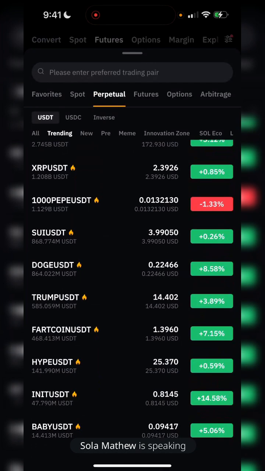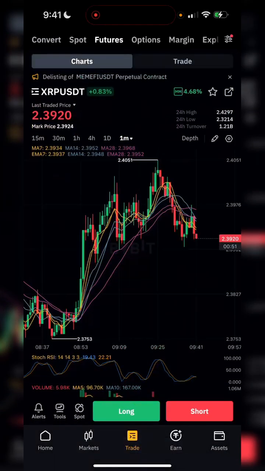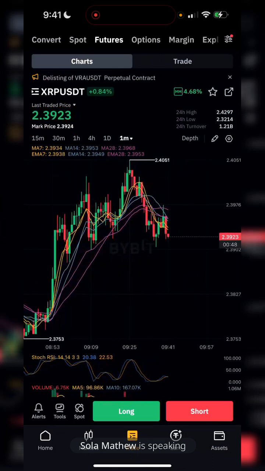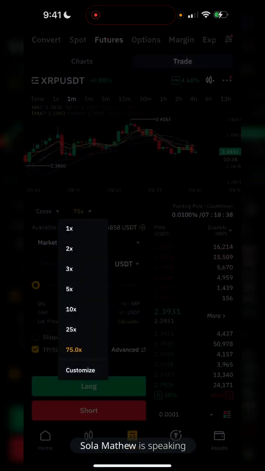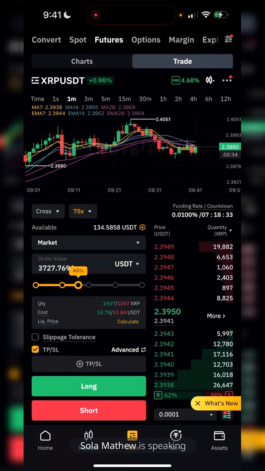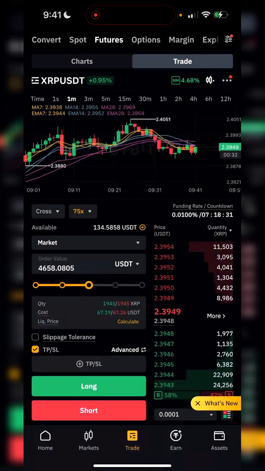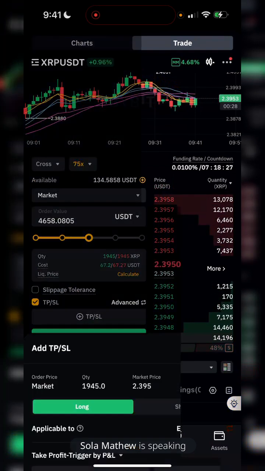XRP. Let's use another coin. Let's use this. If I look at this one in 1 minute, it's still in an uptrend as well. But you see, let's long this and see what happens as well. This one, 75 is where you can go. So I put this here. Then I will click on this.